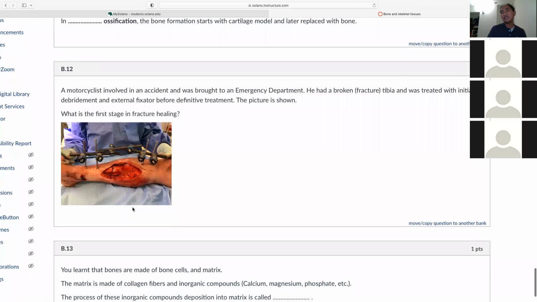So now this is a little bit of an expanded question. I just want to waste your time while reading a long paragraph question, which is nothing related to the proper question. A motorcyclist involved in an accident was brought into the emergency department. He had a broken tibia, a bone fracture, and was treated with initial debridement and an external fixator for definitive treatment. The picture is shown. Now it is all clean and debrided. So what is the first stage of fracture healing?